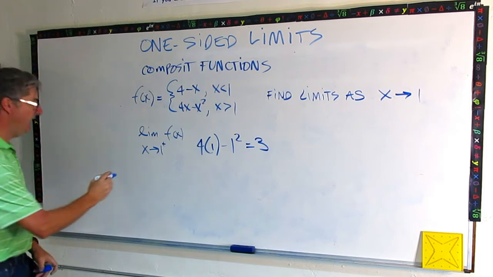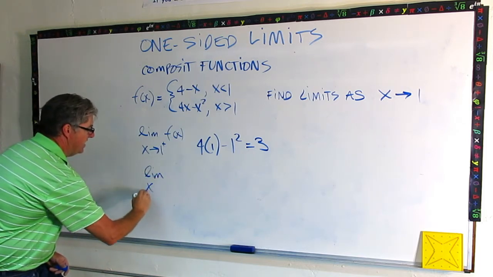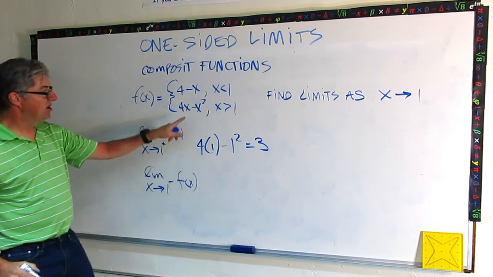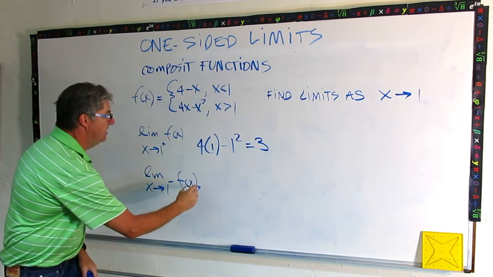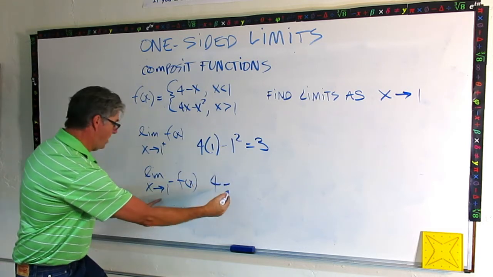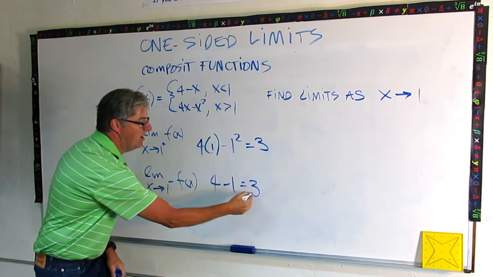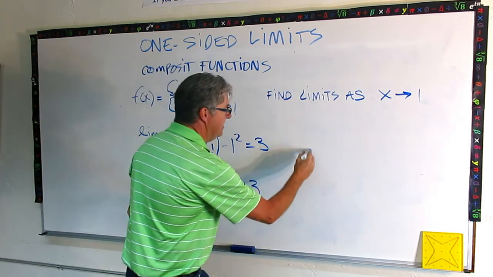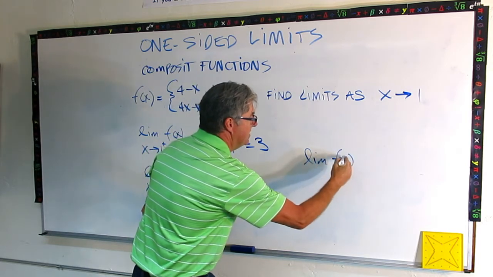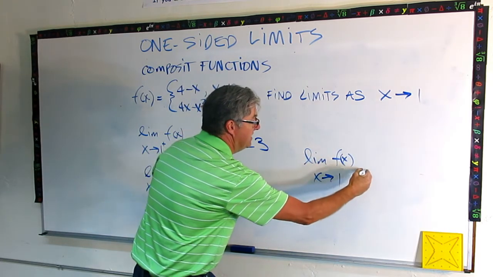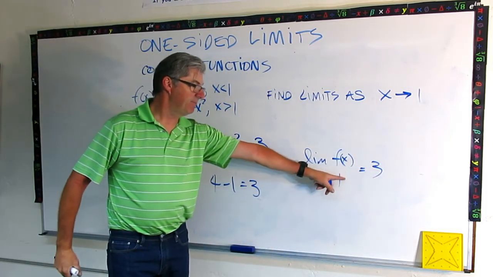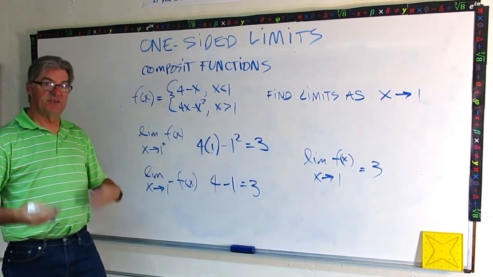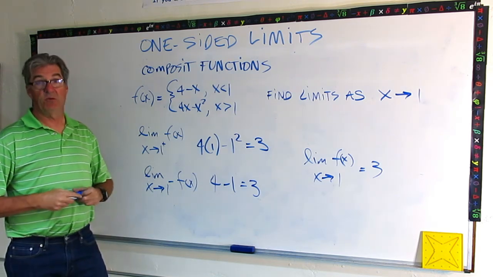Now let's take a look at it from the left. Limit as x approaches 1 from the left of f of x. Now, we don't use this function. Now we use this function. And so that's 4 minus our 1. That's what we're approaching. And that's 3 as well. So we've got the same number from the left and the right. So we could say the limit of f of x as x approaches 1 equals 3. And you'll notice I didn't have to write a plus or a minus here because we approached the same number from the left and from the right. So this is a full-on limit without needing to say it's a one-sided limit.